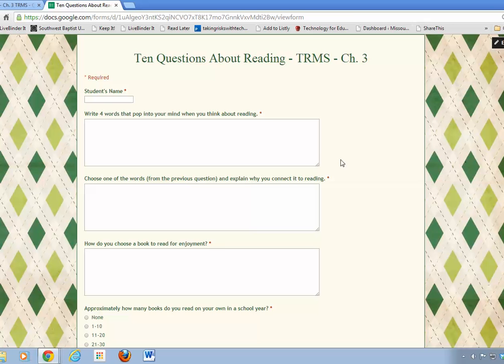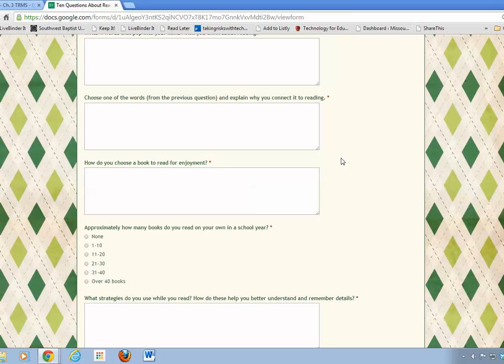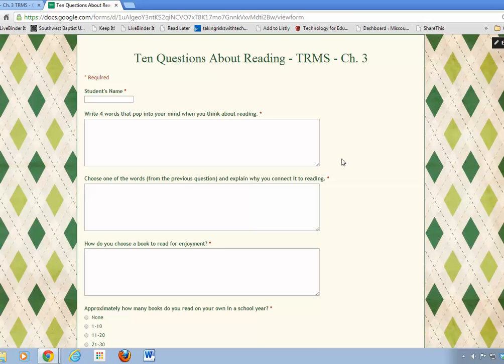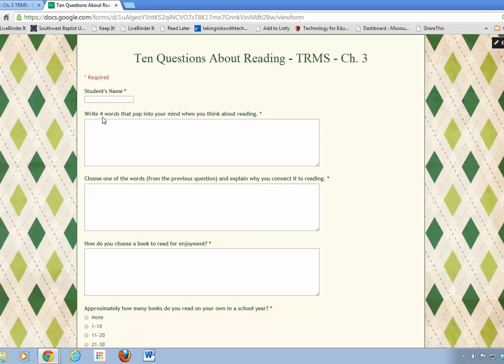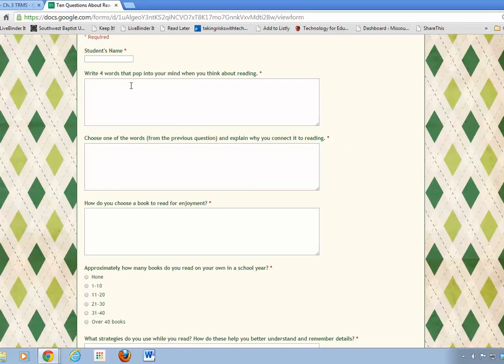So I'm going to get to know you as a reader, and I'm going to fill this out as well, so we can talk about who we are as individual readers in our classroom. And if you notice, four words that pop into your mind when you think of reading could really give you insight. Choose one of those words and explain why you connect it to reading, so it not only gives them a chance to give information, but to explain themselves. And you can see a little bit about their writing as well.